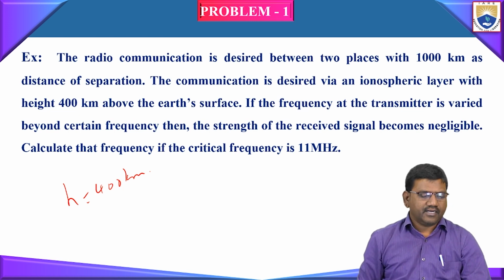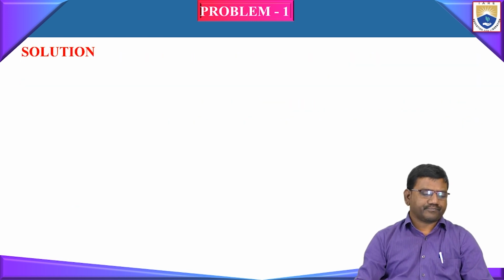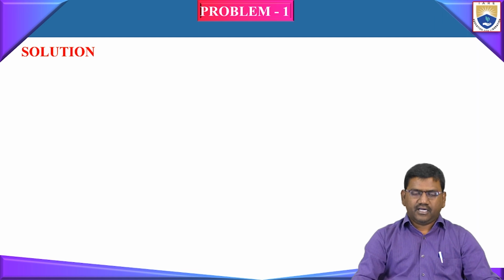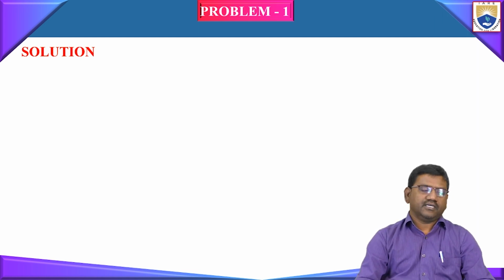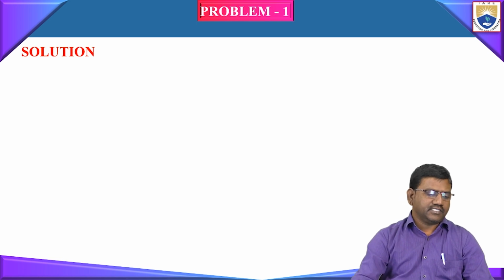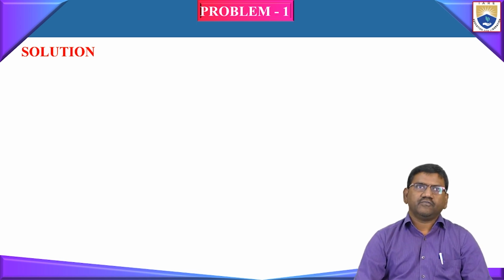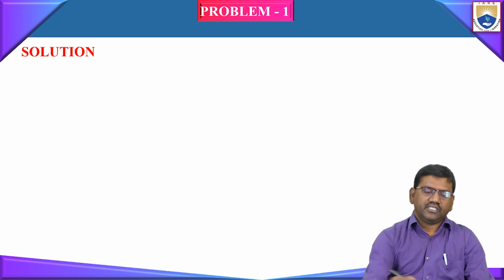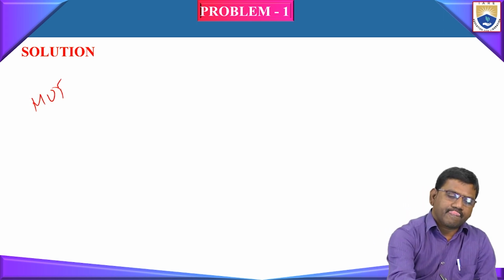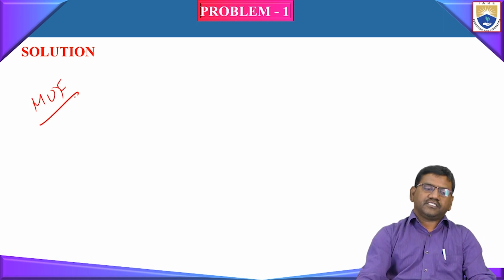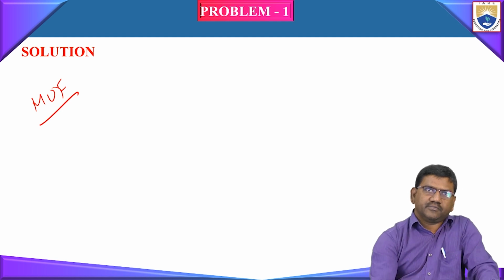So let us write the data here. At the receiver, the signal strength is negligible. If at the receiver the signal strength is negligible, it means that no wave is received at a certain frequency. So in other words, the wave which penetrates the ionospheric layer will not return to the Earth. So here, what actually is the MUF? The MUF is the maximum usable frequency.